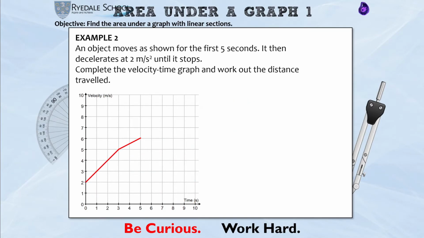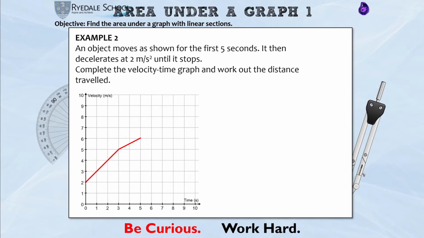For my second example, I thought it would be quite nice to look at a question where we have to finish off the velocity time graph. So, example 2: an object moves as shown for the first 5 seconds. It then decelerates at 2 meters per second squared until it stops. Complete the velocity time graph and work out the distance travelled.